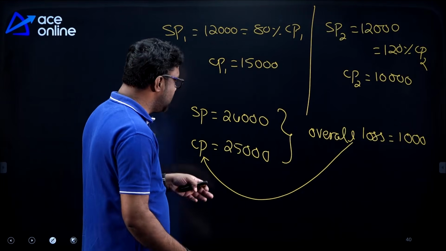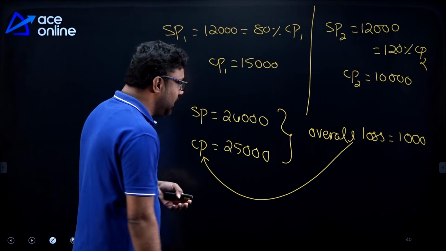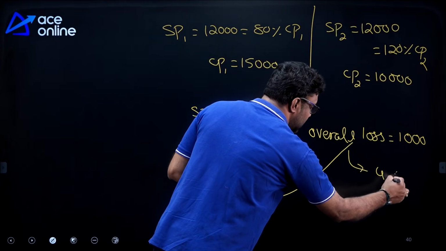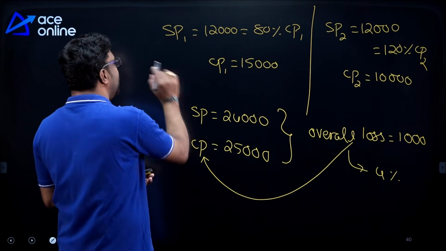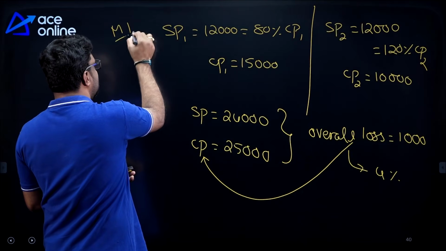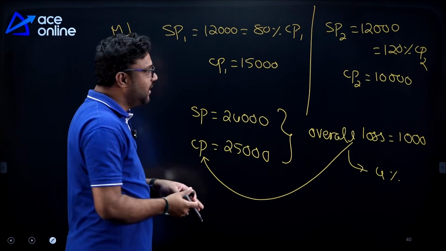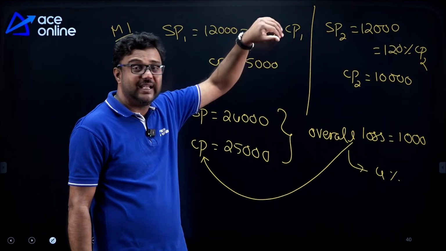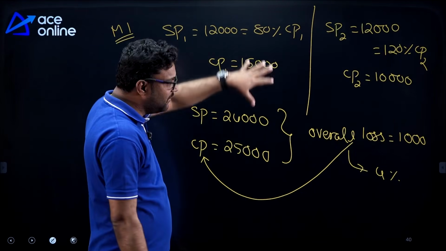So loss divided by CP into 100. If you calculate that percentage, that will give 4%. This is the original method without any shortcut formulas, nothing, no conditions. If selling prices are equal or not equal, here it is 20% profit, 30% loss. This method can be followed.